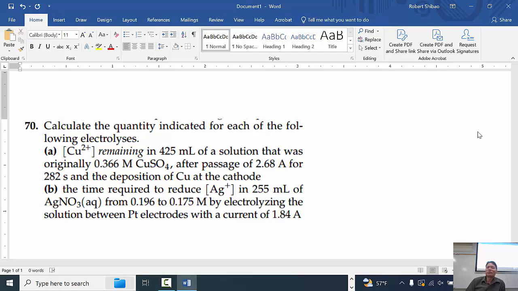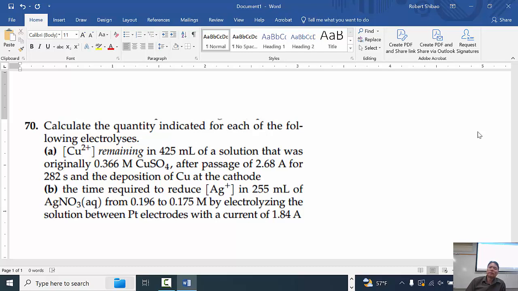Number 2 is just from experience, copper plating is very commonly done, but it doesn't have to be. It could have been the oxidation in an electrolysis cell. It would have been fine too, but it's just copper 2.